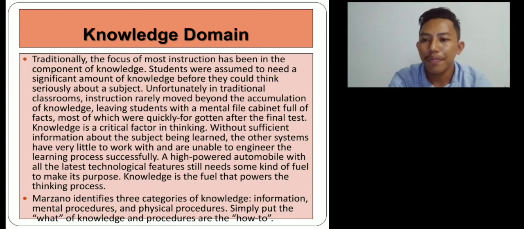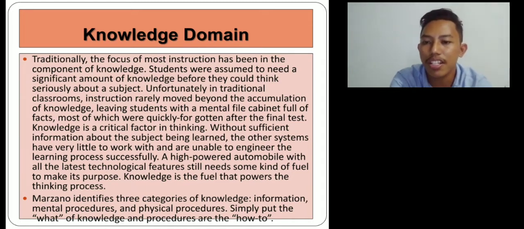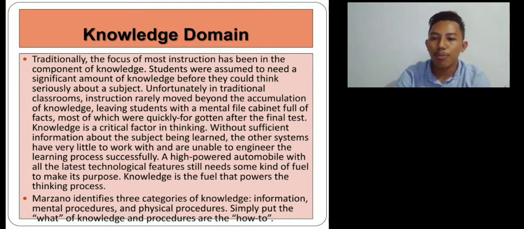Traditionally, the focus of most instruction has been in the component of knowledge. Students were assumed to need a significant amount of knowledge before they could think seriously about an object. Unfortunately, in traditional classrooms, instruction rarely moved beyond the accumulation of knowledge, leaving students with a mental file cabinet full of facts, most of which were quickly forgotten after the final test.